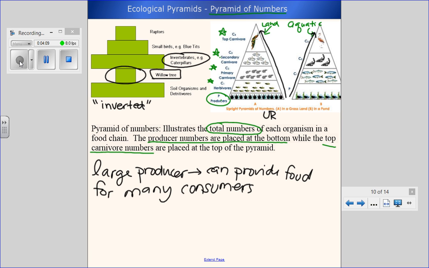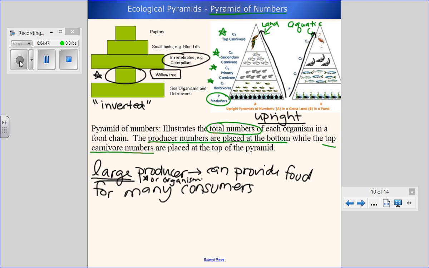So when we have a pyramid that starts out large on the bottom and gets smaller and smaller and smaller, we call that an upright pyramid, meaning each successive level is smaller than the one that came before it. An inverted pyramid is when we have this type of scenario. It doesn't have to be at the producer level, but that's often the example that we discuss. So this happens when we have a really large producer, or organism. It doesn't have to be the producer.